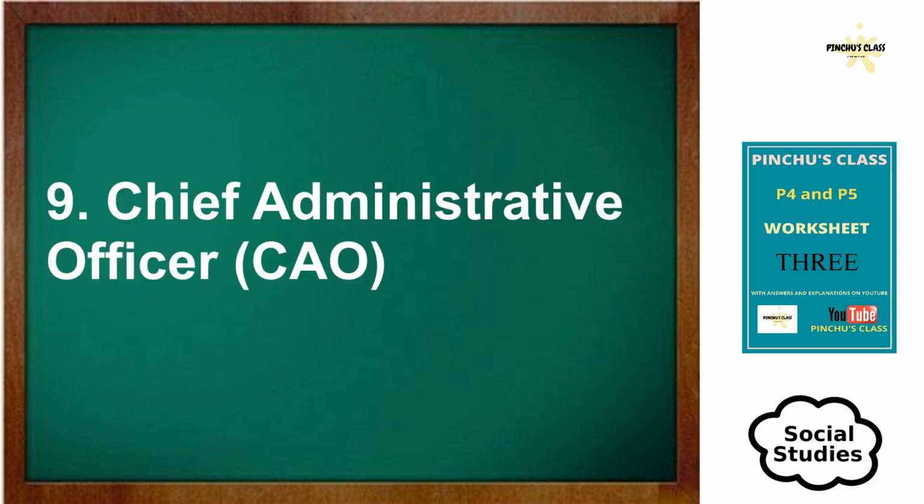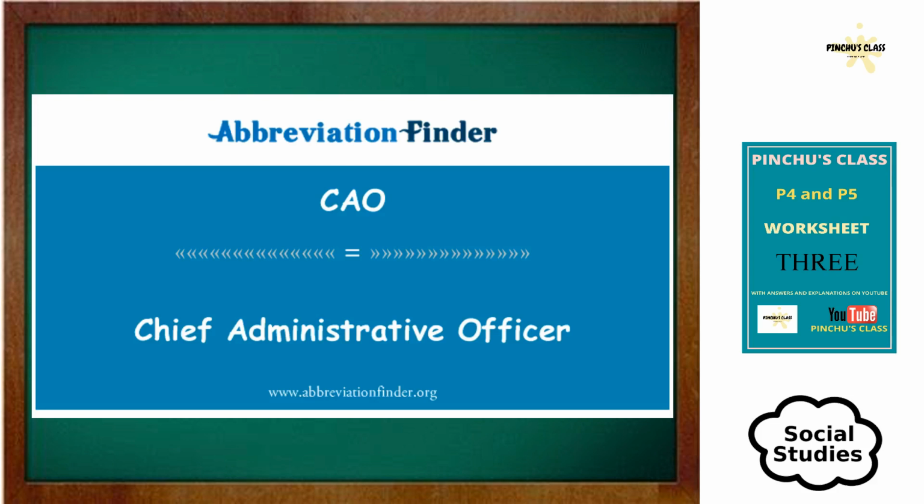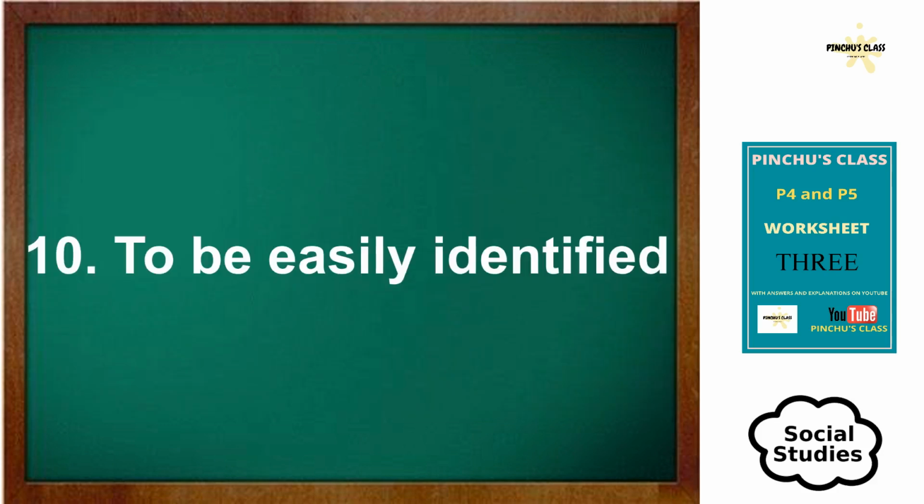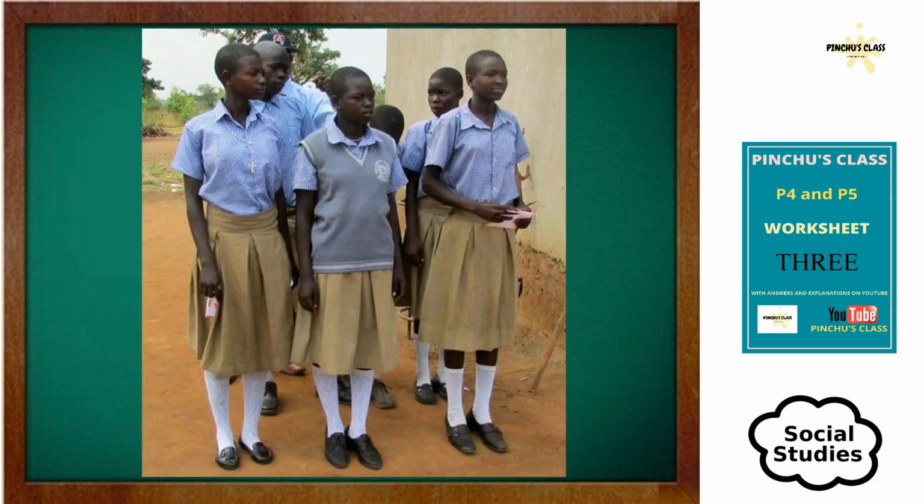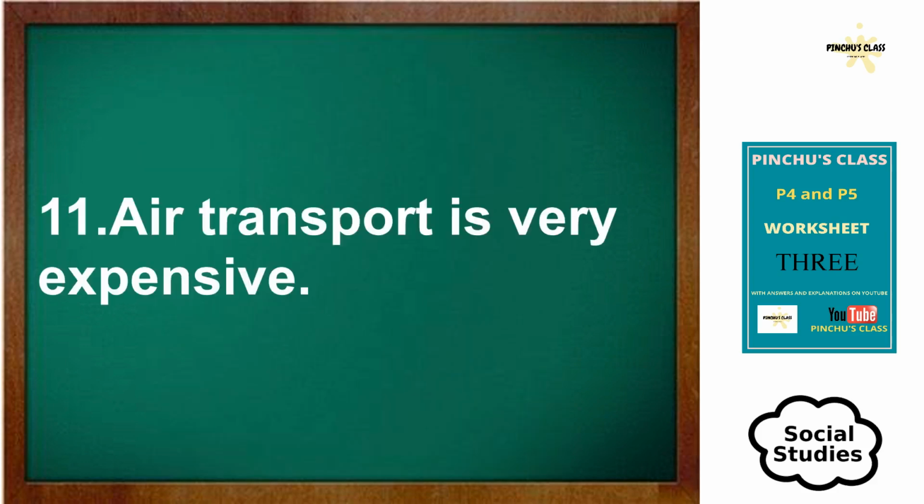Let's go to number 9. The head of all civil servants at a district is known as Chief Administrative Officer, also known as the CAO. Yes, the CAO. Let's go to number 10. One reason why school children wear uniforms is to make them easy to identify, so to be easily identified. If we can see a school uniform, we can say, oh, this one is a school child. Yes. Let's go to number 11.